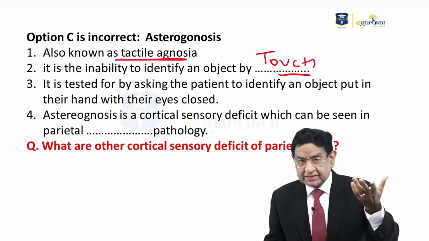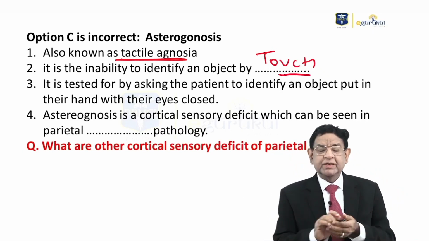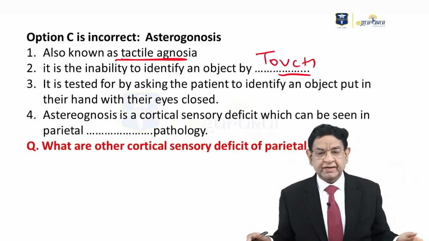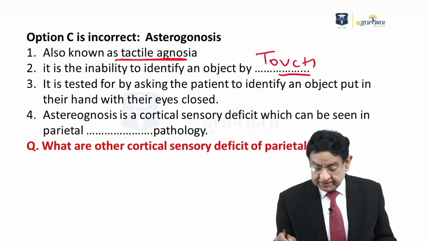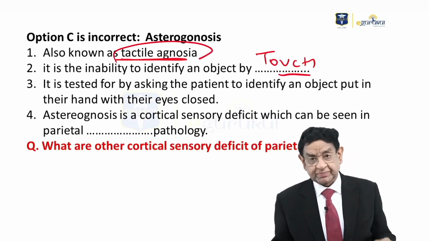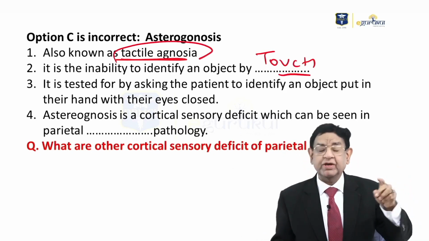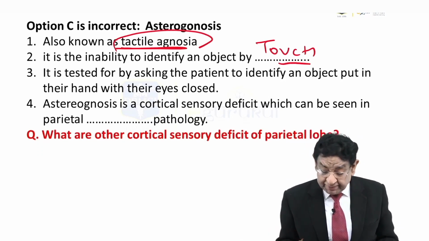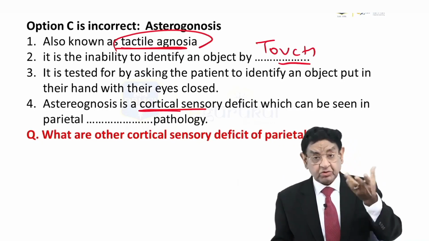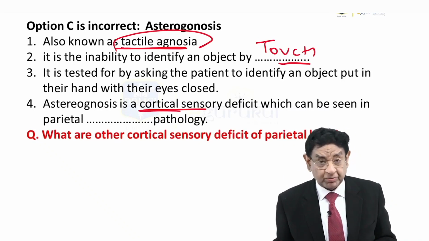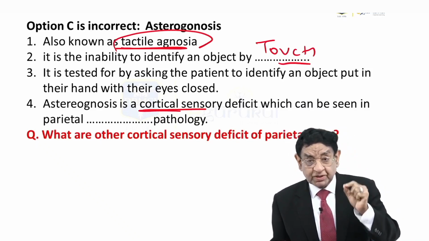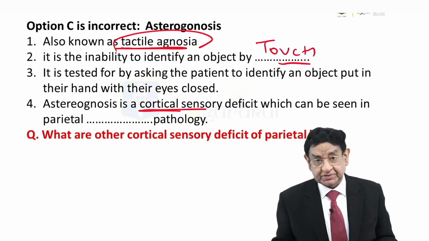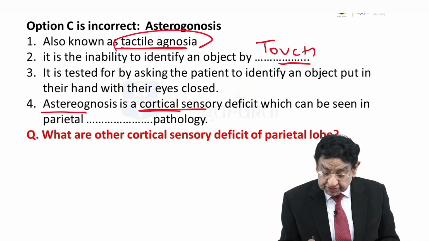Of course, you know because you yourself have kept it. Otherwise, if somebody else keeps any object in your hand, by touch you can say, okay, this is a pen, it's a coin, or whatever it is. This is tactile agnosia. We are able to identify by touch only, of course with our eyes closed. So it is a type of cortical sensation, which is in the parietal lobe. Those patients who have parietal lobe disease will not be able to appreciate this, and this is known as astereognosis.